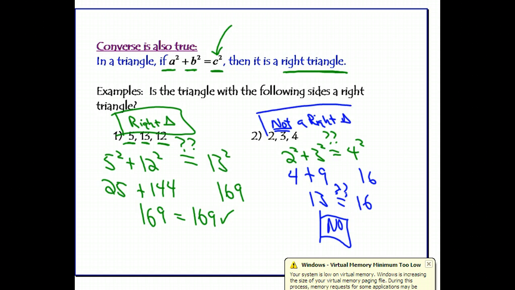So that's our Pythagorean theorem. That takes care of our first video. The second video is going to deal with the distance formula, but we'll pause this one here. That takes care of your Pythagorean theorem.